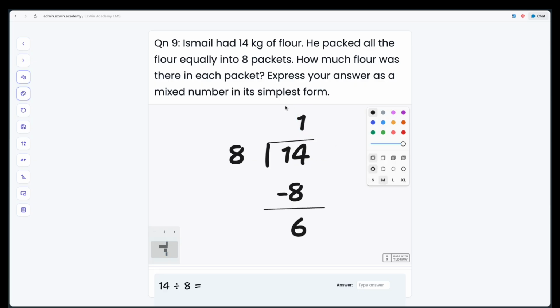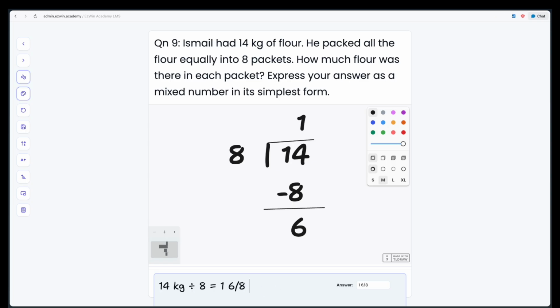Okay, so in this case, what will this give us? 14 divided by 8 is basically 1, and then 6 out of 8, and then kg. Right, that's it. So 14 kg divided by 8 is 1 and 6 out of 8 kg.